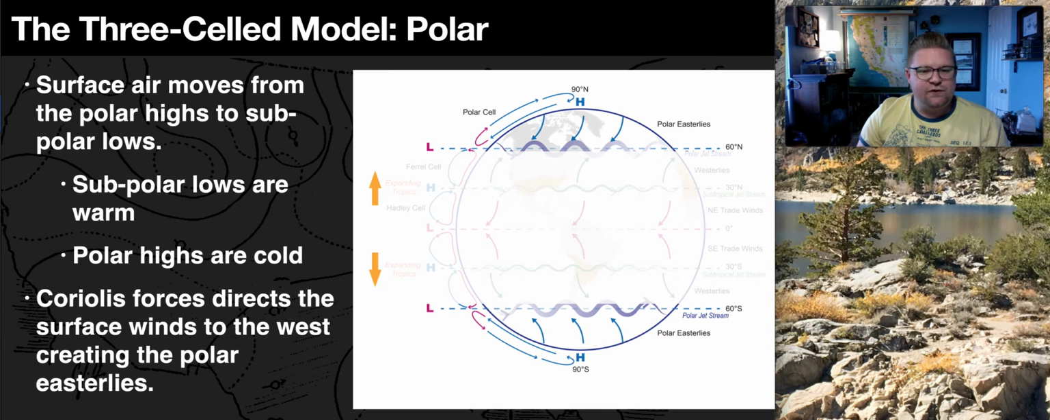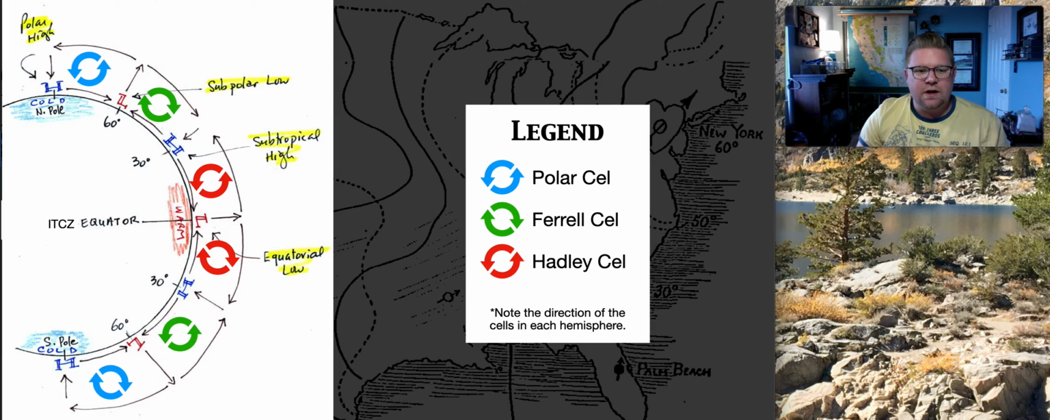So I have this image here to move forward. I found this great diagram, then I added these little guys to show you again. It's essentially the same thing we just looked at, but I liked it because it was a little simpler. So this would be a great way to draw it out for yourself to be able to see, okay, I get it. There's Hadley, Ferrel, and polar cells. Again, note the direction in which the cells are moving.